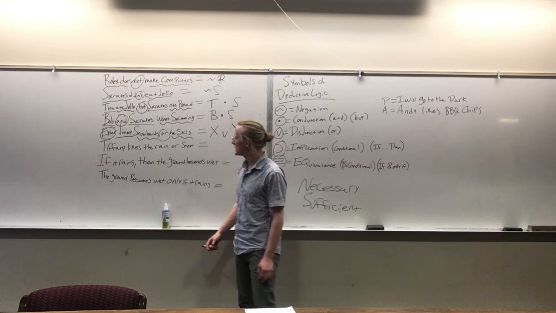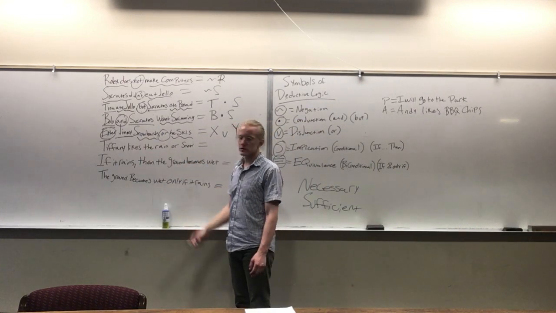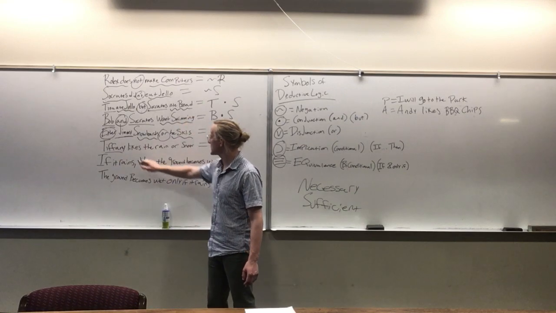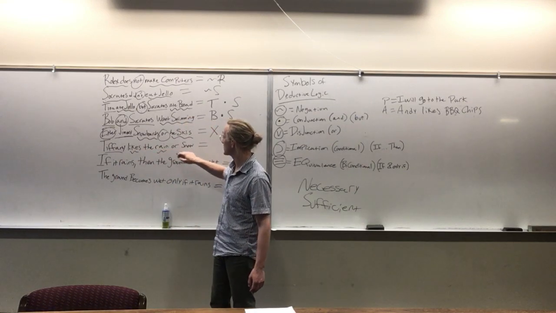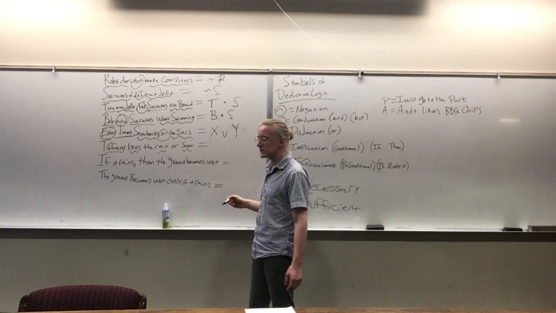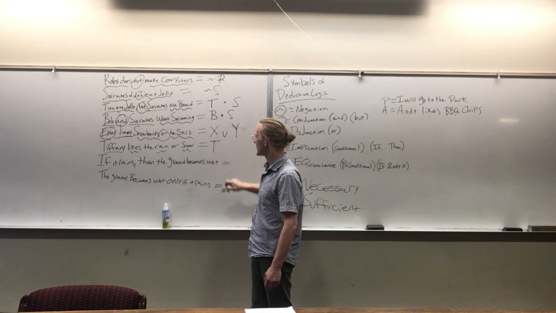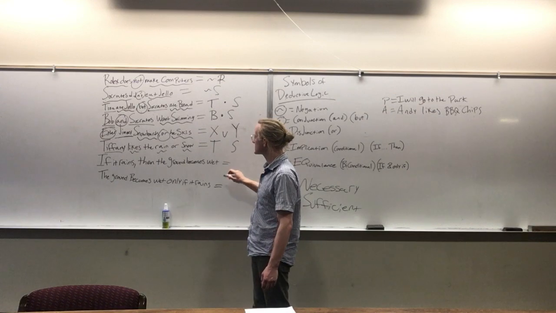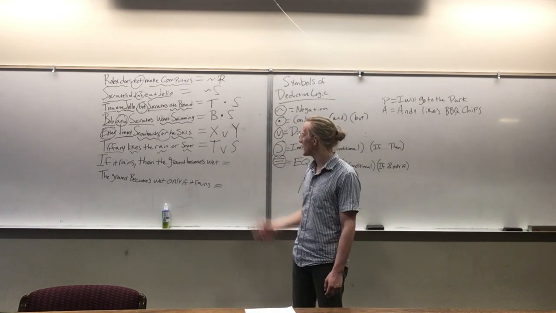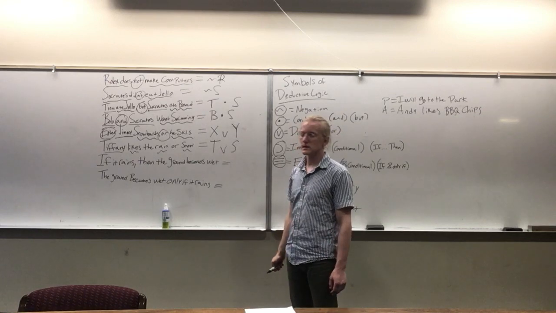Good, okay. So Tiffany likes the rain or snow. Again, we have one subject and two predicates, likes the rain or the snow. So let's say Tiffany likes the rain is T and Tiffany likes the snow is S. Again, I'm going to put a V in between those, and I've represented this sentence.